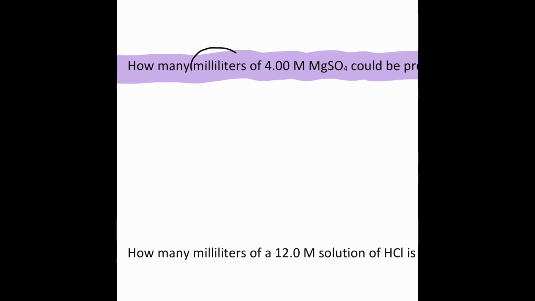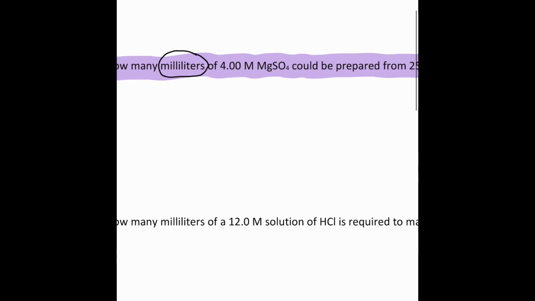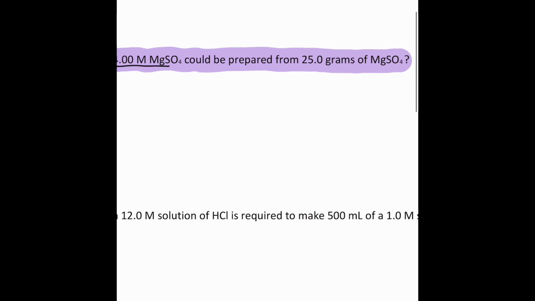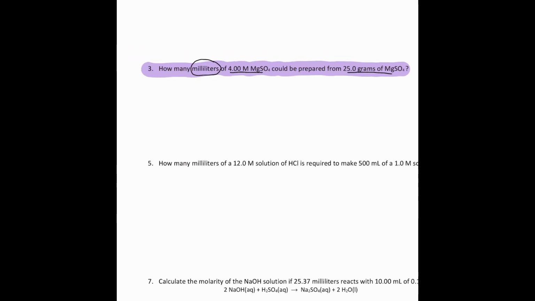This first question here asks us, how many milliliters of 4 molar magnesium sulfate could be prepared from 25 grams of magnesium sulfate? So ultimately what we're trying to find is our volume amount here, given a molarity and given a grams amount, which we could easily convert into moles using a molar mass. So first things first, let's convert this gram amount into moles.